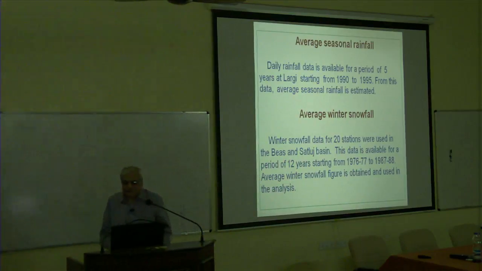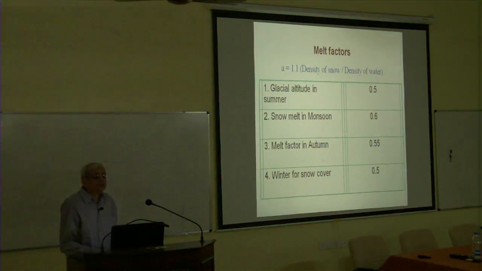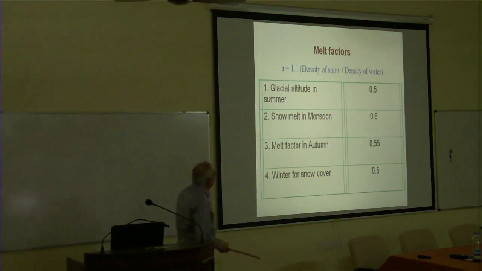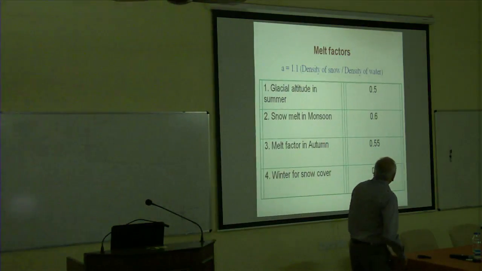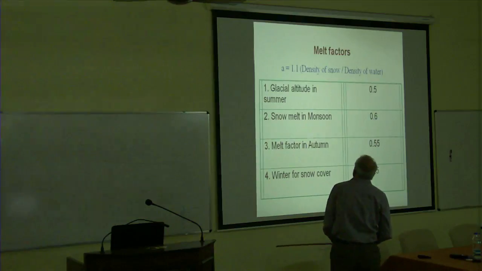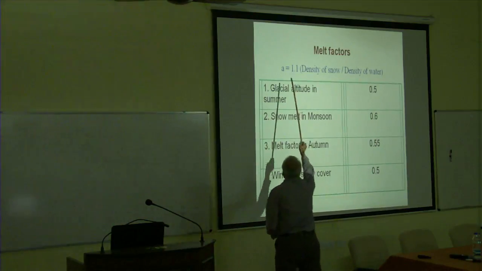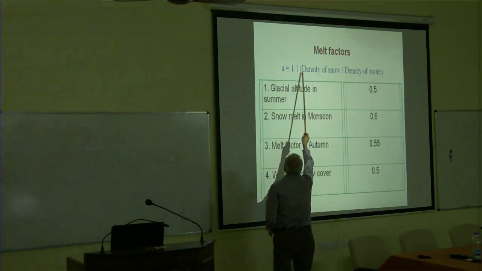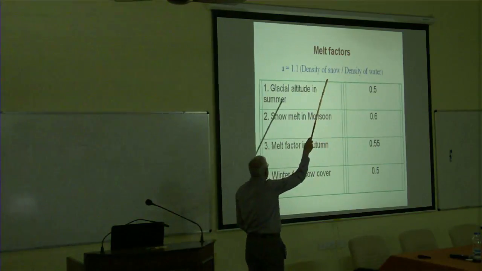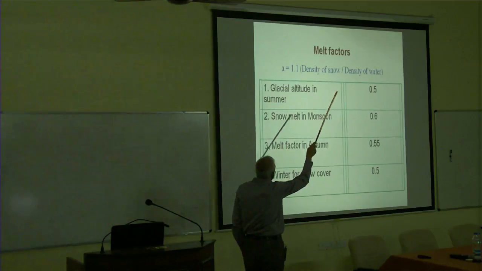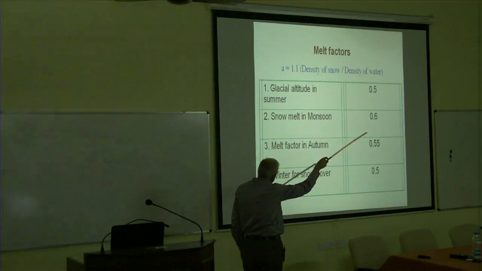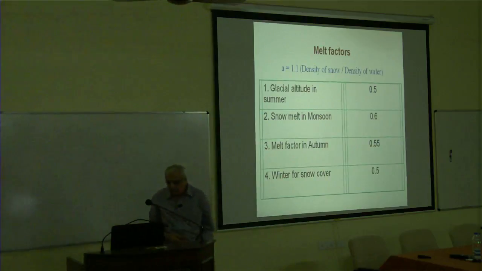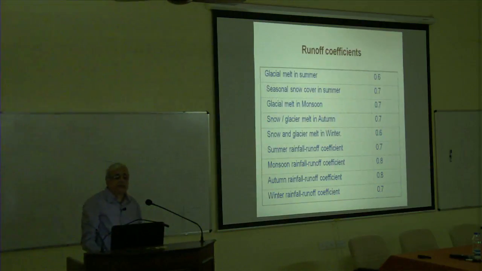Now there are no other data, so we have fixed these values, where you can keep on changing. One of the ways to get melt factor, which Rango and others are using, is 1.1 divided by density of snow and density of water. And these are the figures we thought, depending upon glacial altitude in summer, snow melt in monsoon, melt factor in autumn and winter and snow. So that is how we thought we can use this figure.